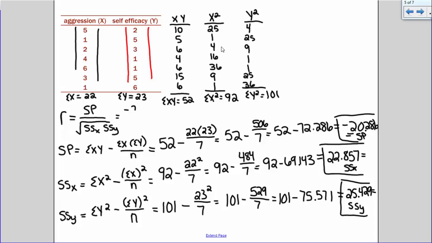So negative 20.286 divided by the square root of my sum of squares x times my sum of squares y. Sum of squares x was 22.857, and sum of squares y was 25.429. So this becomes negative 20.286 divided by the square root of 22.857 times 25.429, which gives me 581.231.